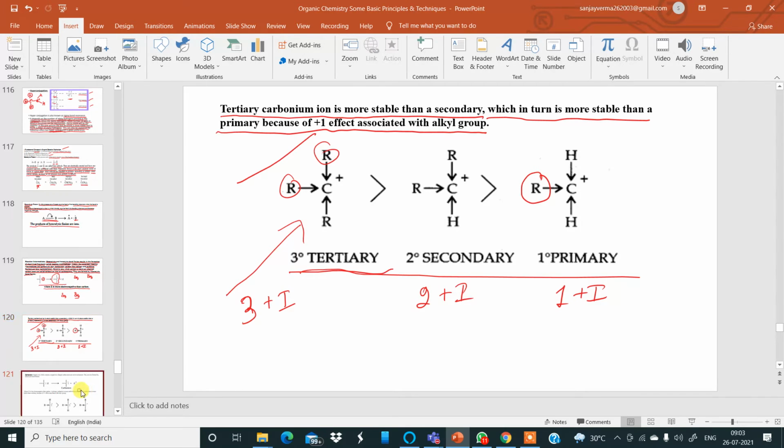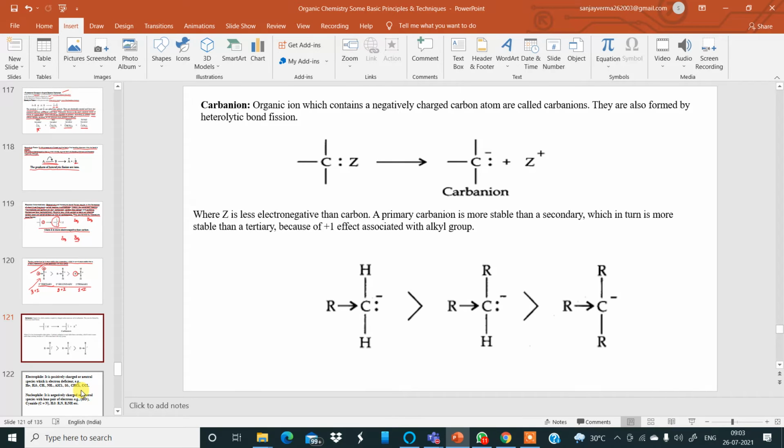Now, moving further, carbanions: an organic ion which contains a negatively charged carbon atom is called a carbanion. They are also formed by heterolytic fission. Whenever fission takes place unequally, heterolytic fission, that time we get a carbanion as well. Over here, this Z, the leaving group, is less electronegative. That's why both the electrons which are shared fall on the carbon atom. That's how we are getting a carbanion.